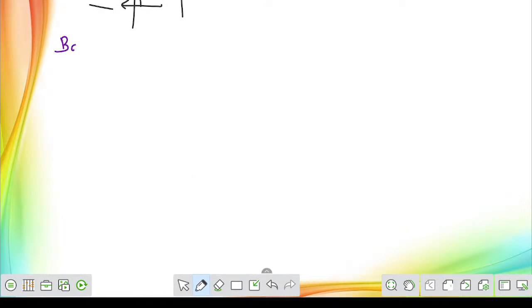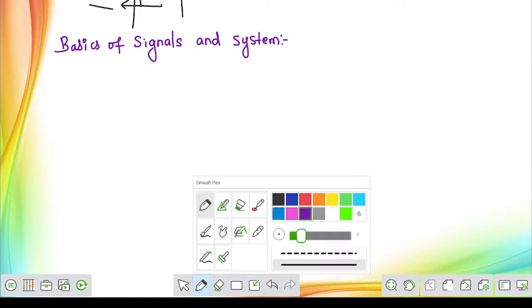Let us consider the basics of signals and systems. As we are observing, we have so many classifications of signals, and of course we also have many classifications of systems. So let's start from the beginning. We have two types of signals. One is called continuous domain signal and another one is called discrete domain signal.